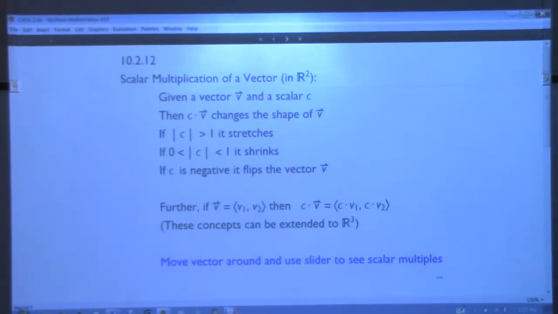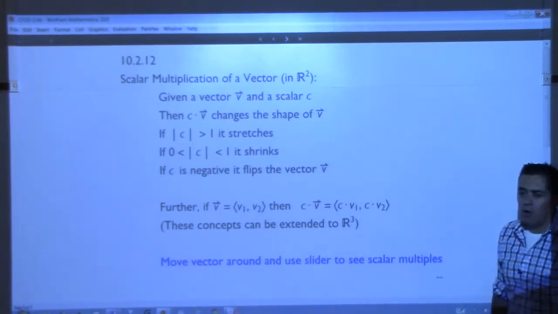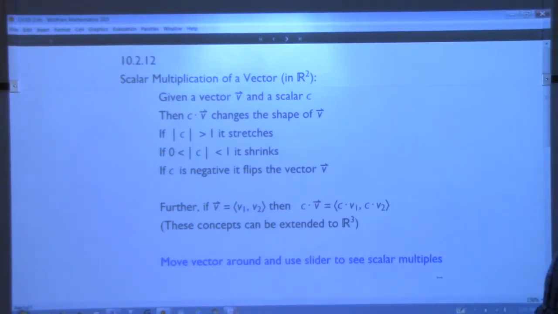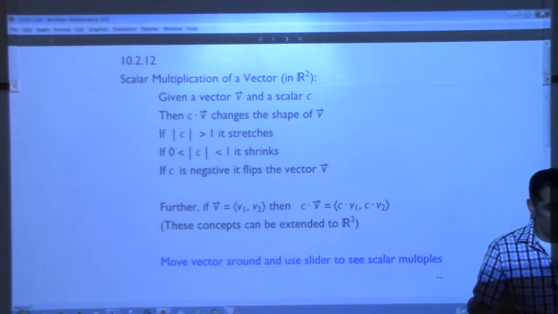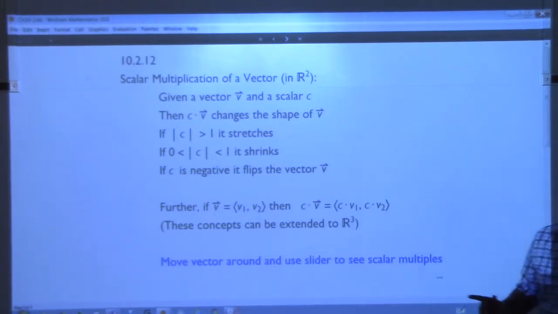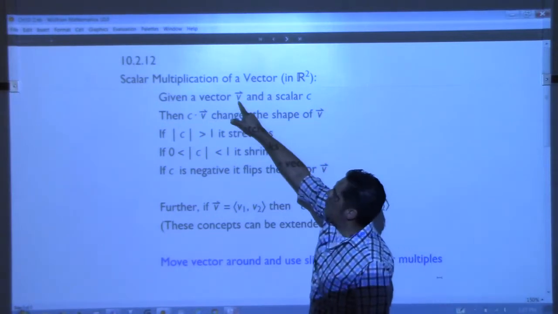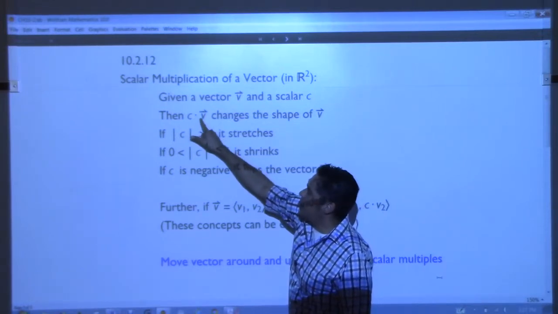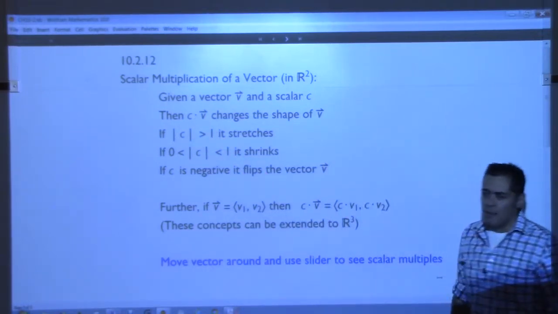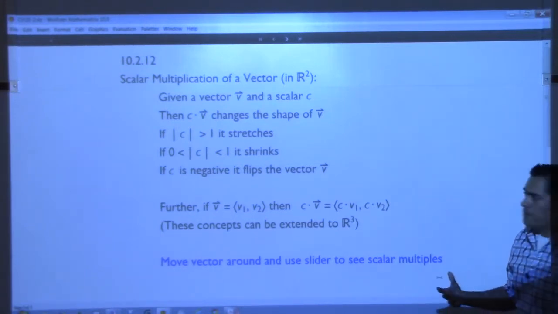All right, so now if somebody gives us a vector, we are allowed to multiply that vector by a number. If we have a vector, we are allowed to multiply it by a what? A number. And that's called scalar multiplication. The number that we're multiplying it by is called the scalar. So let's say we start with the vector V and we multiply it by C. Then that C, that number in front that we put in front, has an effect on the vector. It does something to it.